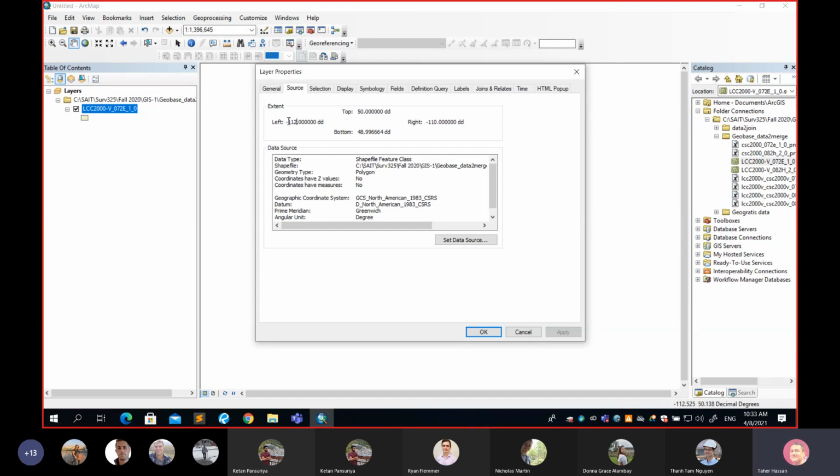For example, the left side is minus 112. This number is the longitude of the left side, the west side. Don't forget about left and right. It is the west side, so the longitude there is 112 to the west. How about the right? The right is 110. What does it mean? It means we have 2 degrees between the left and right edges. Do you see the 2 degrees change in longitude?